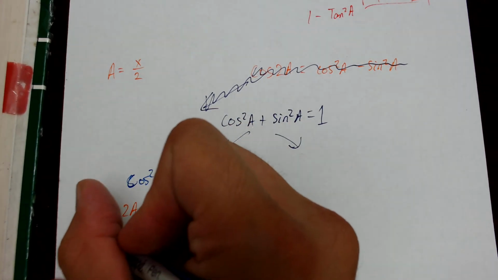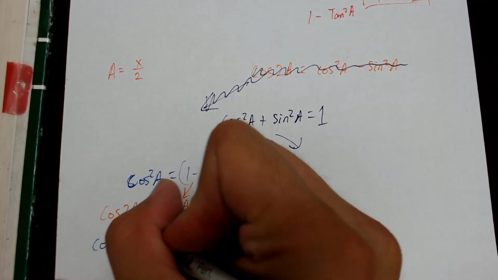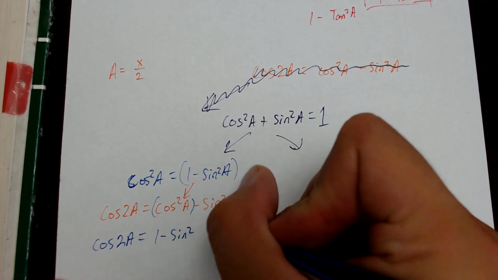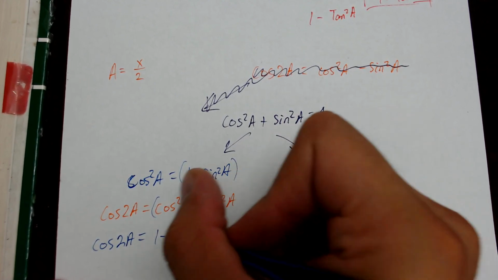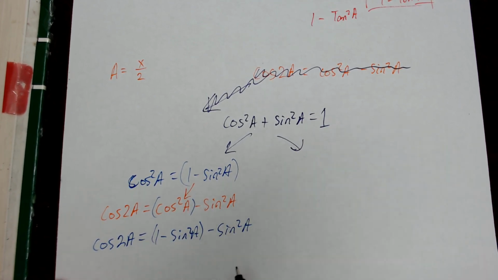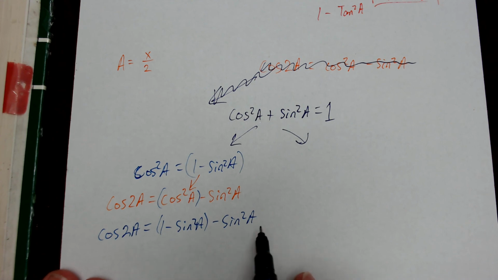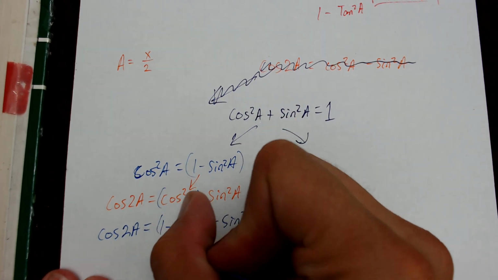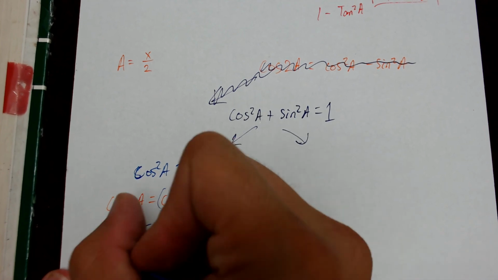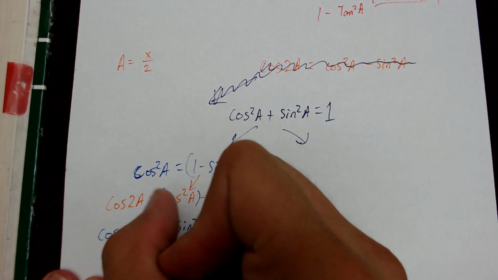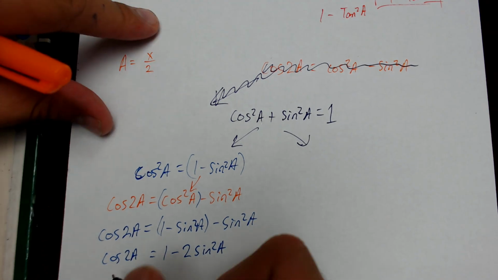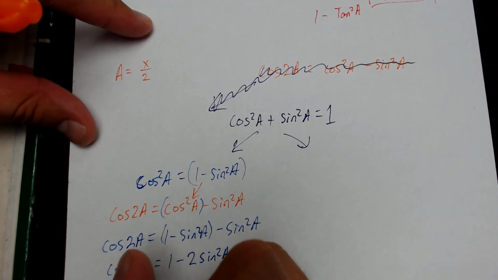So now what I have is the cosine of 2a is equal to 1 minus sine squared of a in parentheses, minus sine squared of a. I have like terms here with sine squared of a, so what it actually becomes is 1 minus 2 times the sine squared of a. That's going to equal the cosine of 2a. From here, what I have to do is divide each side by 2 to get rid of the coefficient of 2.